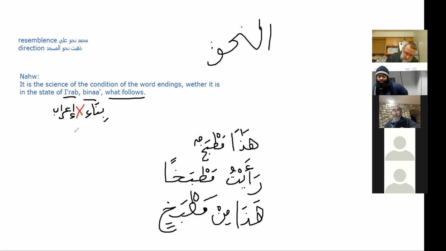They're opposites. So if i'rab is changing the word endings, bina is what? Not changing. Keeping it the same. Examples of bina are the dhamma on the ta, which always stays the same. Another example is the sukoon on the noon in min. It always stays the same. Another example is the alif on hadha. It always stays the same. These are all examples of bina.